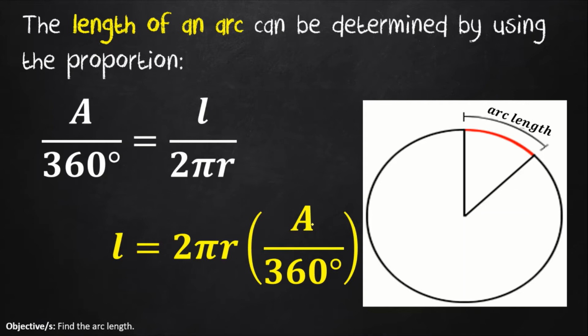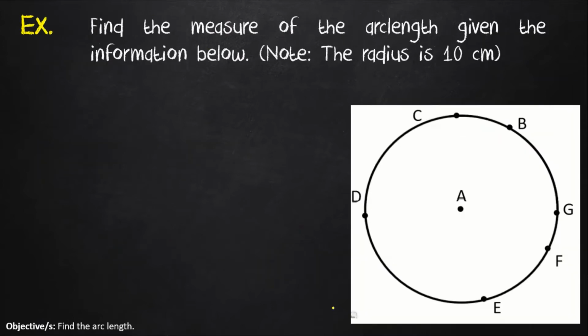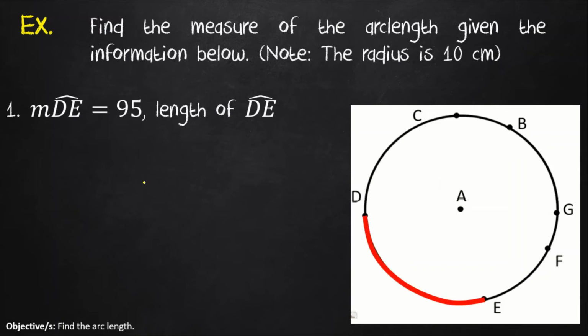Now, para mas maintindihan, let's have some examples. Let's take this example. So, we have your circle A. Itong figure na to, or itong examples natin ay nakuha ko dun sa third module natin. So, find the measure of the arc length given the information below. Take note that the radius of circle A is 10 centimeters. So, sagutan natin yung number 1.